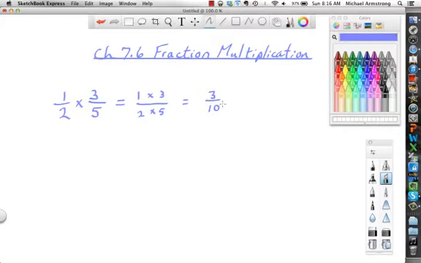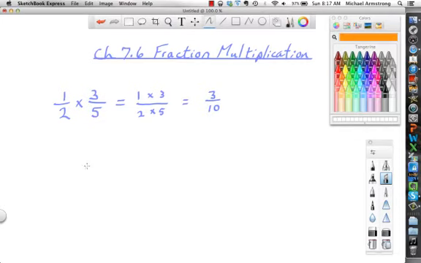Now, there is one or two other little things. We have to simplify when we get a product. But right now, 3/10 is in simplest form. So in this case, it was a simple matter of multiplying the numerators and then multiplying the denominators.